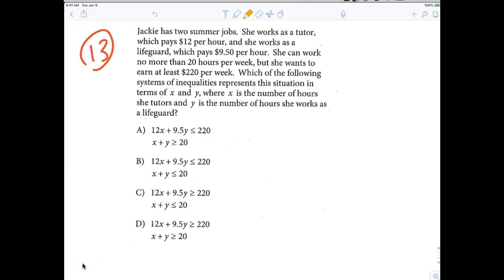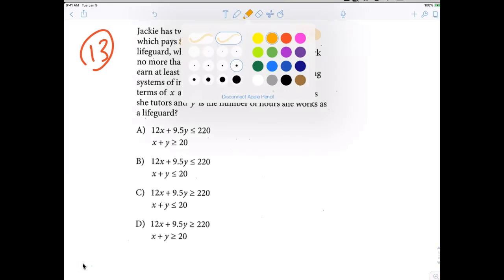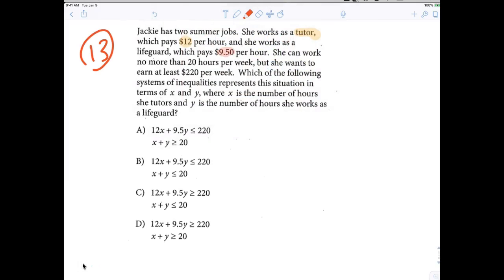All right, again, I don't think this is hard. She's working as a tutor and she's getting paid $12 per hour for tutoring. And then she gets paid $9.50 per hour for being a lifeguard. Now, here's where you have to be careful.